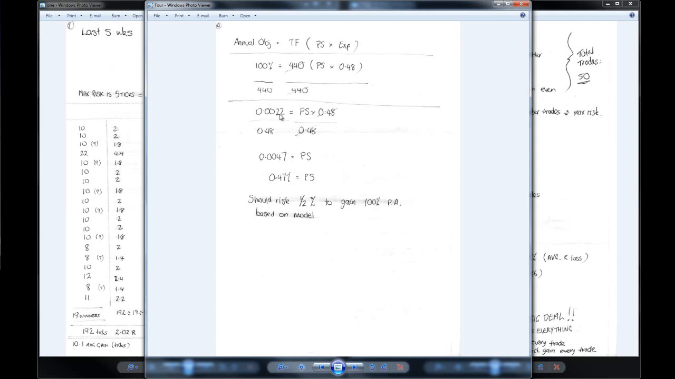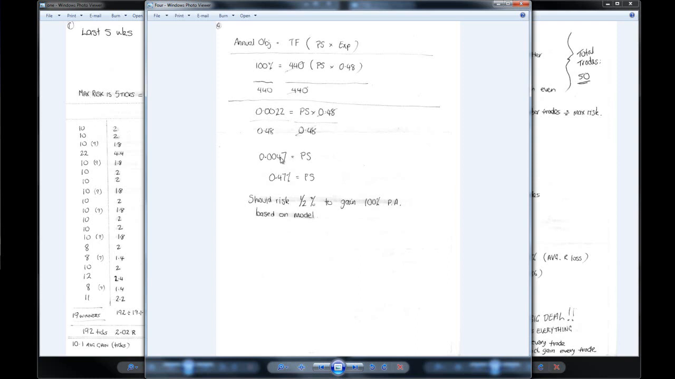So 0.0022 equals position size times expectancy. Again, let's get rid of the 0.48 so we can work out position size. So divide both sides by 0.48. So 0.0022 divided by 0.48 equals 0.0047. So that equals position size.